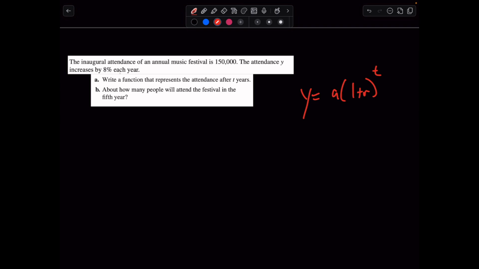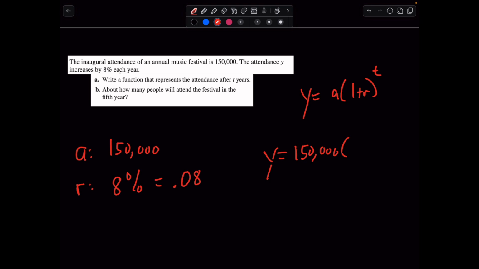So a is your starting amount, so a is 150,000. R is your rate, that says 8%, but change that to a decimal, so 0.08. And now you're going to plug it in. So y equals 150,000(1 plus 0.08) raised to the t. And then make it a little prettier. Y equals 150,000(1.08) raised to the t. So that's the first part. There's your function. That's what it looks like.